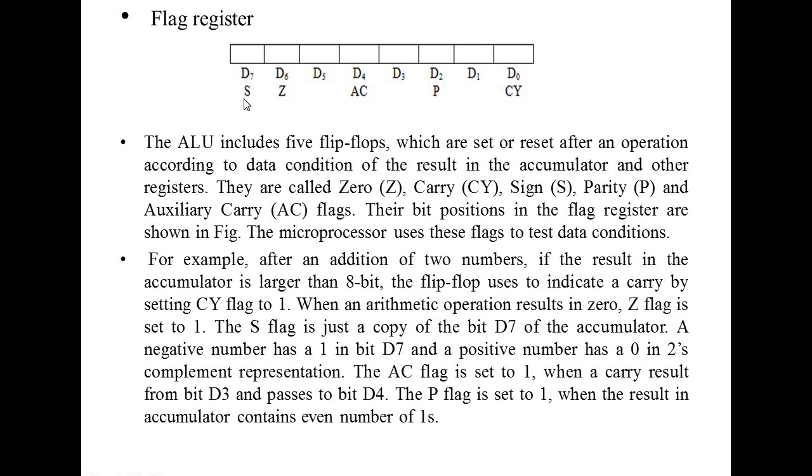D7 bit indicates the sign flag, D6 is the zero flag, D4 is the auxiliary carry flag, D2 is the parity flag, D0 is the carry flag. The corresponding flags will be set or reset based on the result of the operation in the accumulator. So the carry flag will be set if the result of addition or subtraction has resulted in a carry or borrow. Similarly, other flags will be set so as to indicate the particular operation.